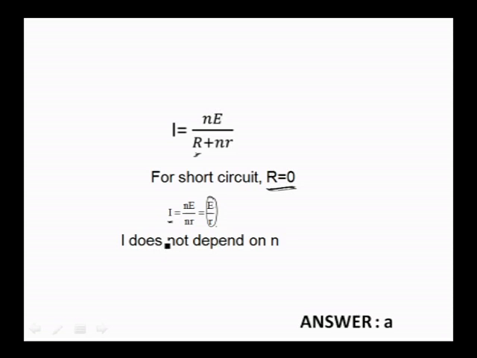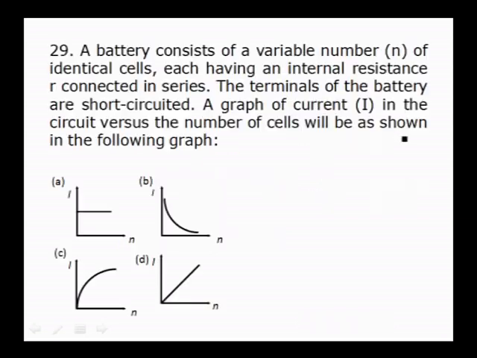So, therefore, we get a curve like this. If you plot current and the number of cells like this, we get a straight line parallel to the axis. Therefore, the correct option for this is B. Correct option is B.